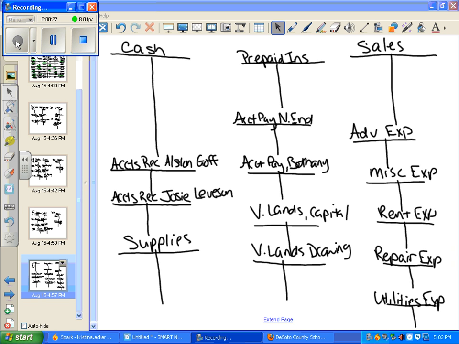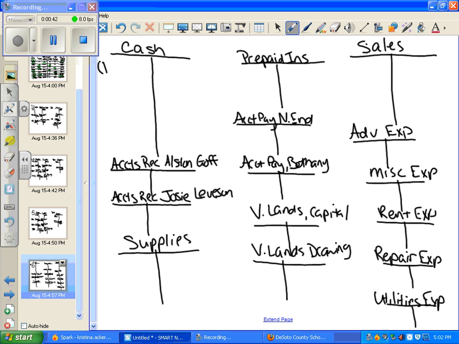So the first transaction is received cash from owner as an investment. Now we receive cash from owner as an investment. The cash is going to increase with a debit, and the owner's capital account is going to increase with a credit. And we need to write a 1 in parentheses because that's the date of the transaction. So we're going to have a debit of $2,700, and we're going to have a credit under the capital account of $2,700. We're going to put a 1 out next to it.